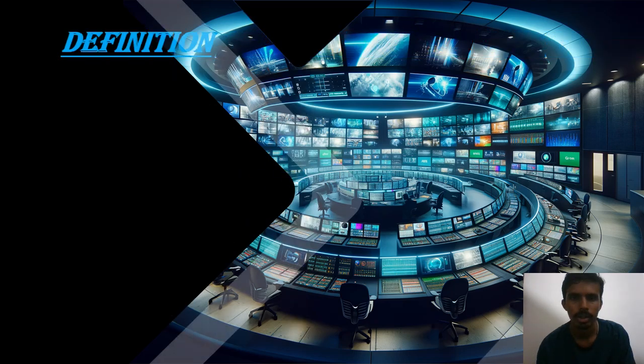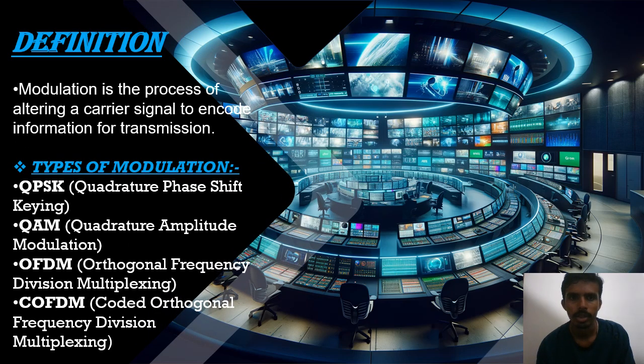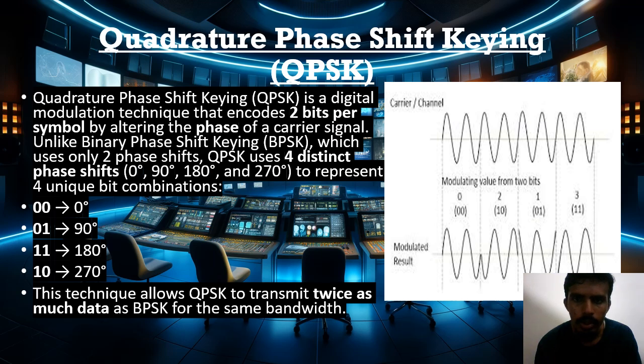So we'll now be looking into the types of modulation, and before that we'll understand what modulation is. Modulation is the process of altering a carrier signal to encode information for transmission. The types of modulation are QPSK, which stands for quadrature phase shift keying, QAM, quadrature amplitude modulation, OFDM, orthogonal frequency division multiplexing, and COFDM, coded orthogonal frequency division multiplexing. So these are the types, and we'll be understanding them one by one. The first topic that we'll be looking into is quadrature phase shift keying, QPSK.